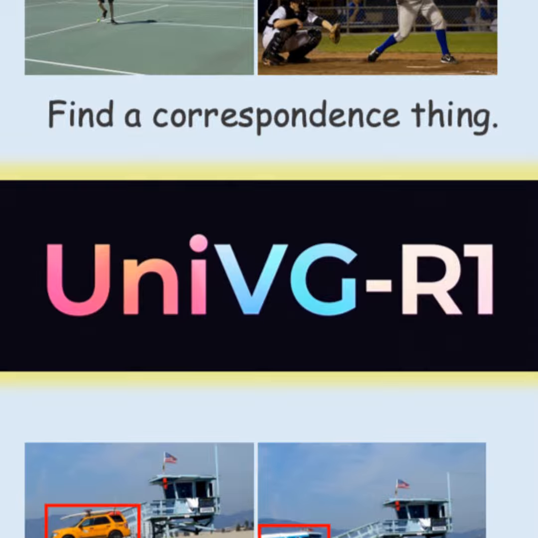Okay, let's start there then. Before UniVG-R1, what were the main roadblocks? What made these older methods stumble on these kinds of complex tasks? Well, like the paper points out, traditional methods were mostly geared towards simpler things. Find the red car in this picture. Single image stuff. Yeah, exactly.